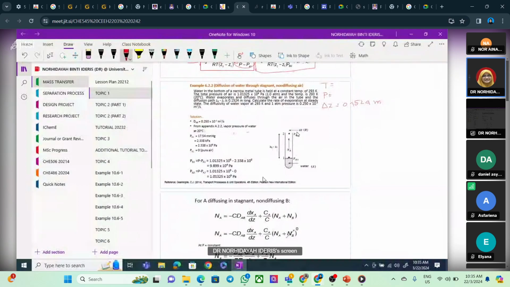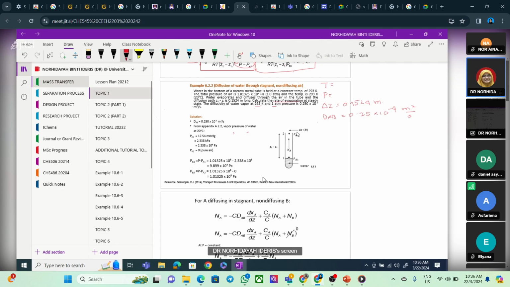So kalau soalan kata rate of evaporation, okay, calculate the flux, okay, maksudnya kita nak kira apa? The rate of diffusion plus convection tu, right? And the diffusivity of water vapor at the specific temperature and pressure is given to you as 0.25 darab 10 pangkat negatif 4 meter square per second.